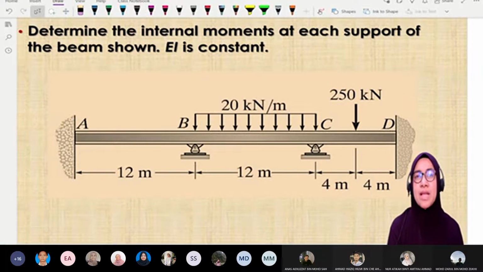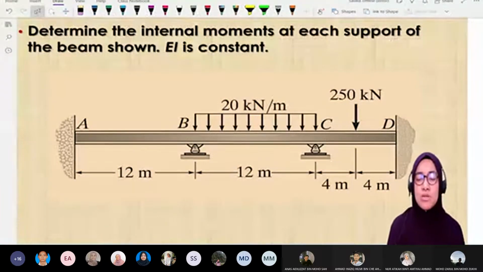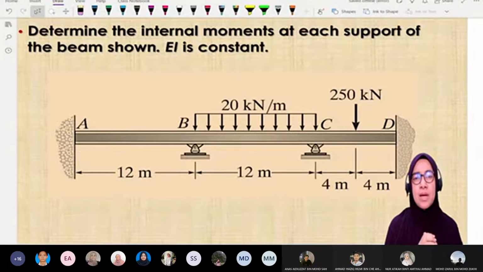We will calculate 6 internal moments. Start from AB until DC. Okay, each member has 2 ends, so dua dia jadi 6. Okay, so 6 ni kita akan terus create dalam table.